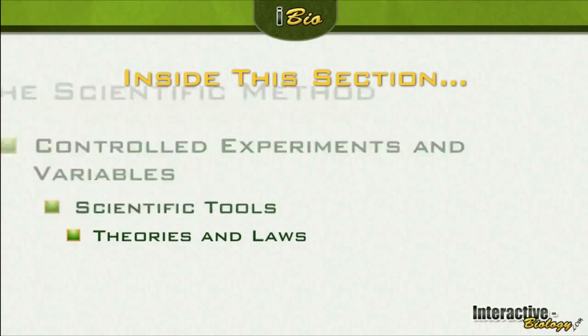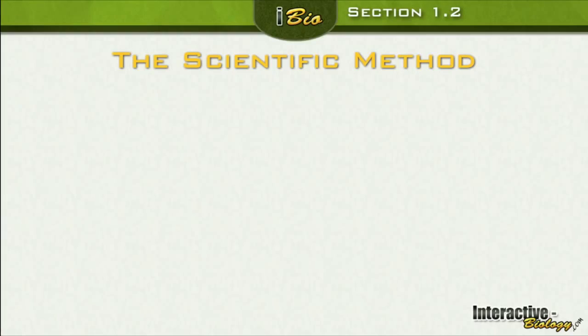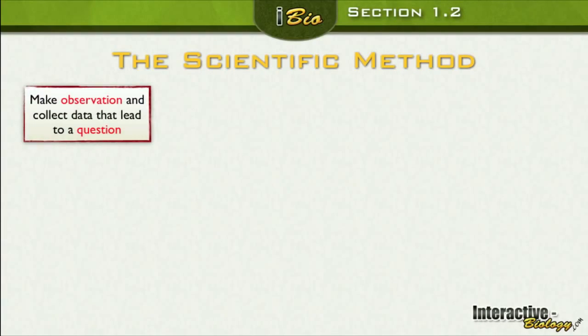So let's go. Scientific method is the method that's used in science for conducting experiments and coming up with conclusions. So we're going to talk about the steps of the scientific method now. First step is you make an observation. And that observation leads you to ask a question.